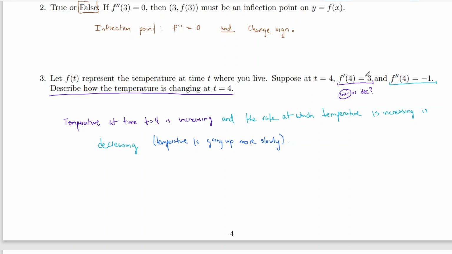And another thing I should mention is that the fact that this is 3 and this is -1 only matters in that it's positive and negative. This could be 300 and this could be -1 still, and I would have the same exact conclusion. This could be 1 and this could be -1,000,000. I would have the same exact conclusion. So just keep that in mind. It only matters whether it's positive or negative.